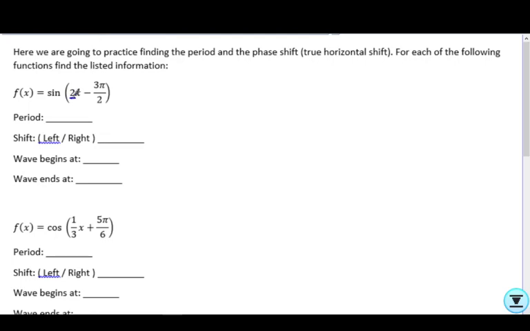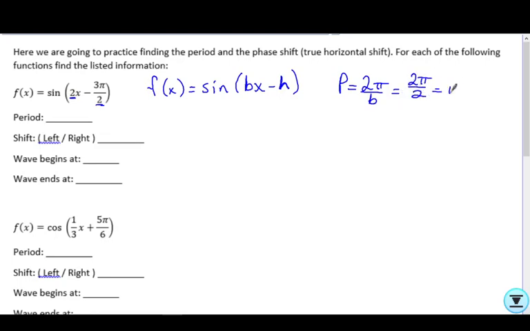Since I see that we have b and h, I have this in the form of f of x equals sine of bx minus h. If we have both of these things, b and h, we have what's called a phase shift. Finding the period hasn't changed. The equation for period is 2 pi over b, and in this case my b is 2. So 2 pi over 2, which is pi. So my new period is pi.